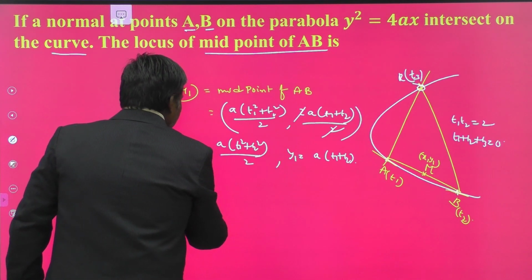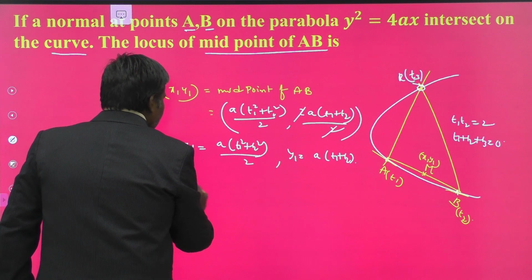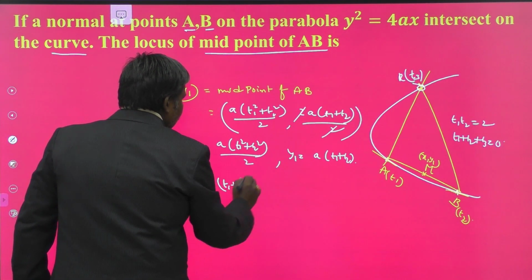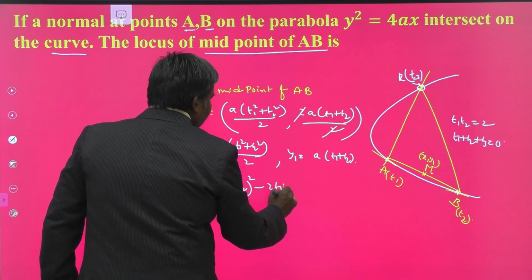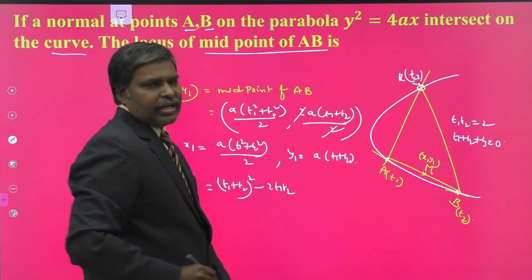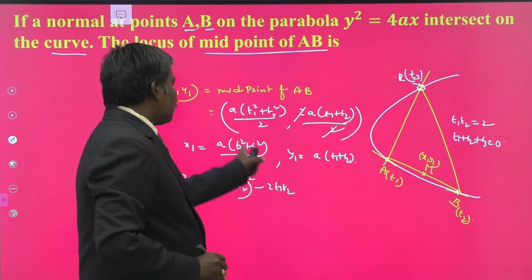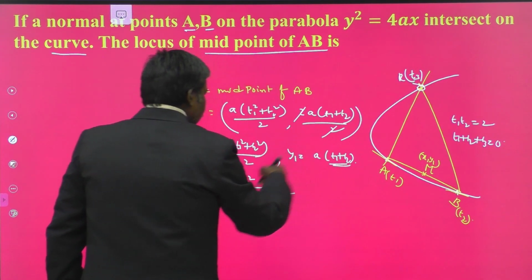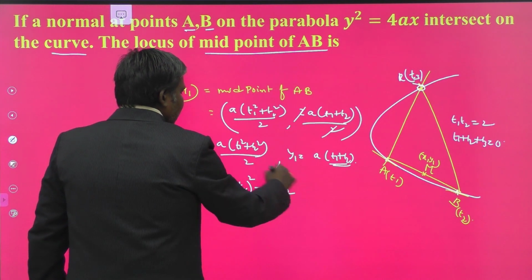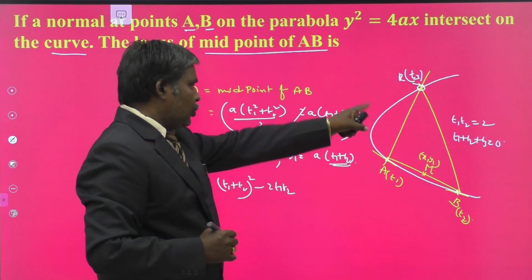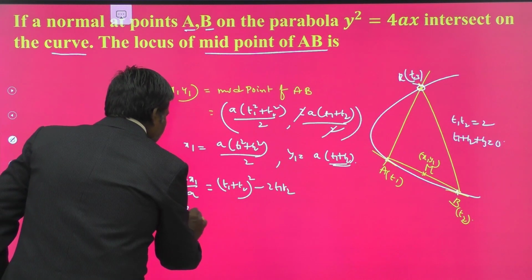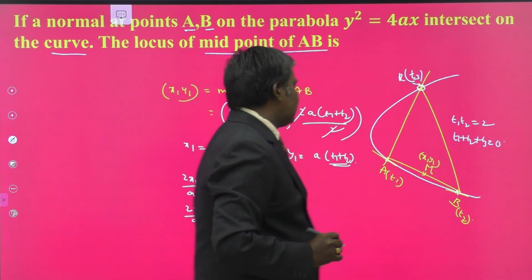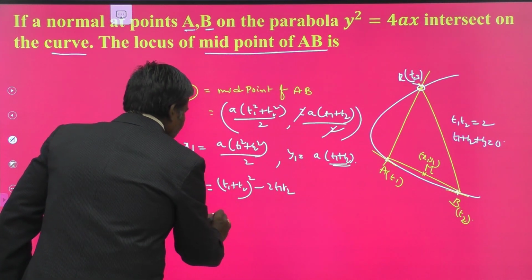Now 2x1 by a is nothing but T1 plus T2 whole square minus 2 times of T1 T2. Am I correct or not? A plus b whole square minus 2ab is nothing but a square plus b square. You have T1 plus T2 value, substitute here itself, and again substitute T1 T2 by 2, we obtain the condition. No need to use that formula. T1 plus T2 plus T3 equal to 0, from here itself we obtain that one.